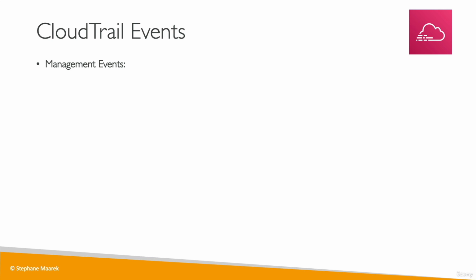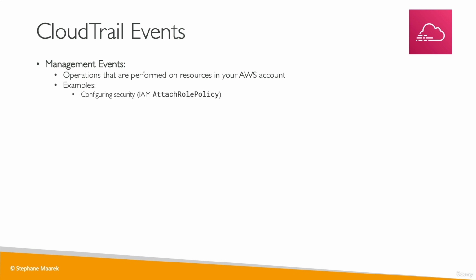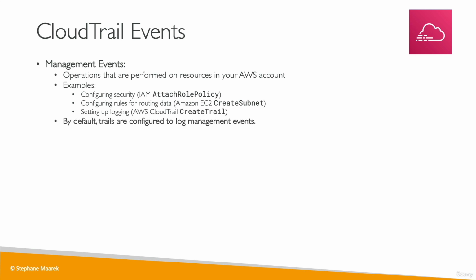So we have three kinds of events that you can see in CloudTrail. The first one is called the management event, and these represent operations that are performed on resources in your AWS account. For example, whenever someone configures security, they will use the API call called IAM attach role policy, and this will appear in CloudTrail. If you create a subnet, this will appear as well. If you set up logging, this will appear by default. Anything that modifies your resources or your AWS account will appear in CloudTrail. And by default, trails are configured to log management events no matter what.